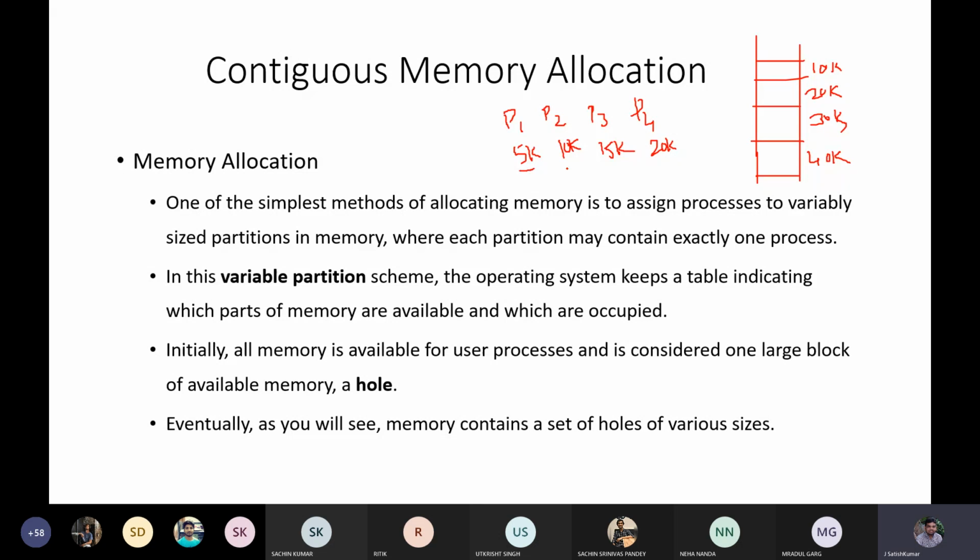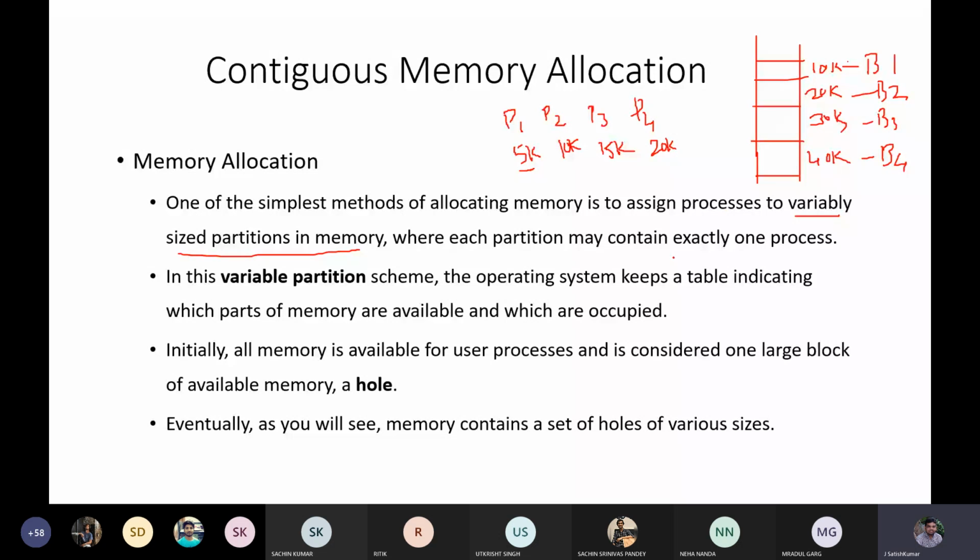P1 can go to, say, this is block 1, this is block 2, block 3, and block 4. Okay, so we have variable sized partitions in the memory. These are the variable size partitions. We have different partitions in the memory.